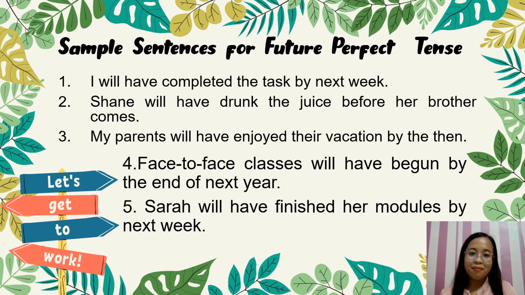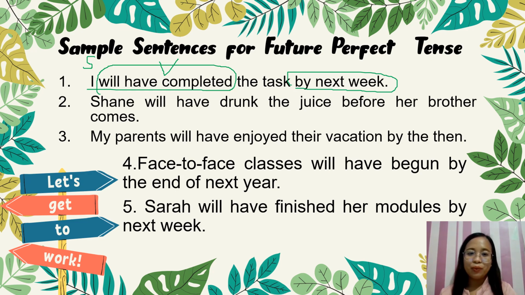Okay, these are some examples of sentences in the future perfect tense. Number 1, I will have completed the task by next week. And what is the subject here? Okay, subject is I. And then the verb is will have completed. These are the verb. Ano po? And then expression of time, ito by next week.